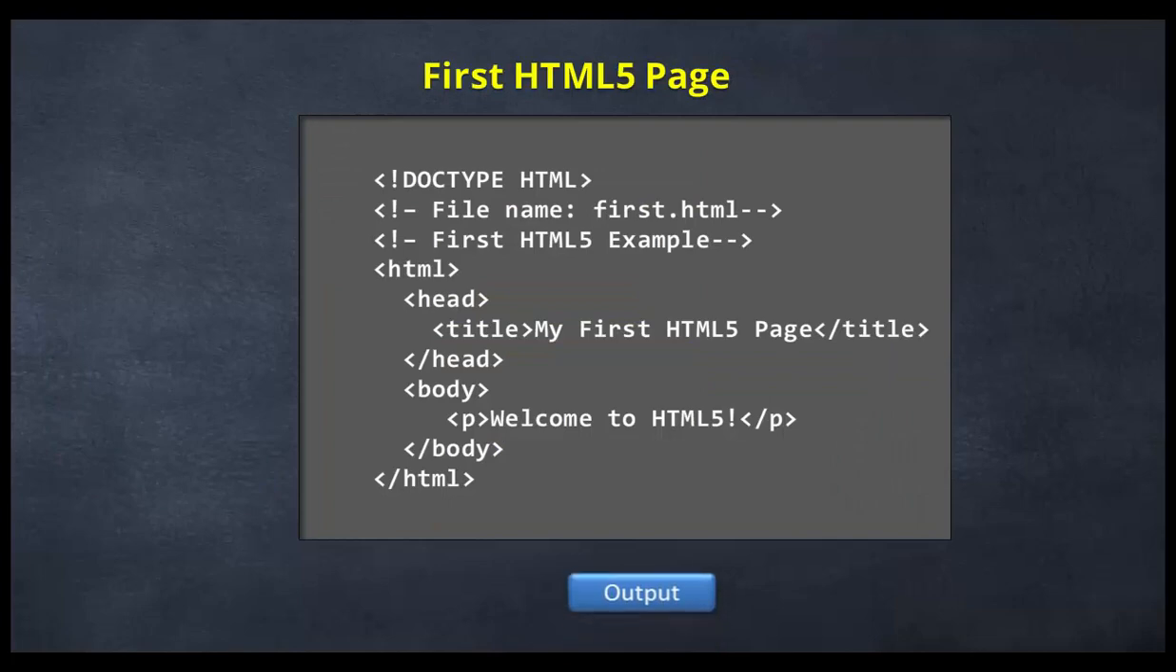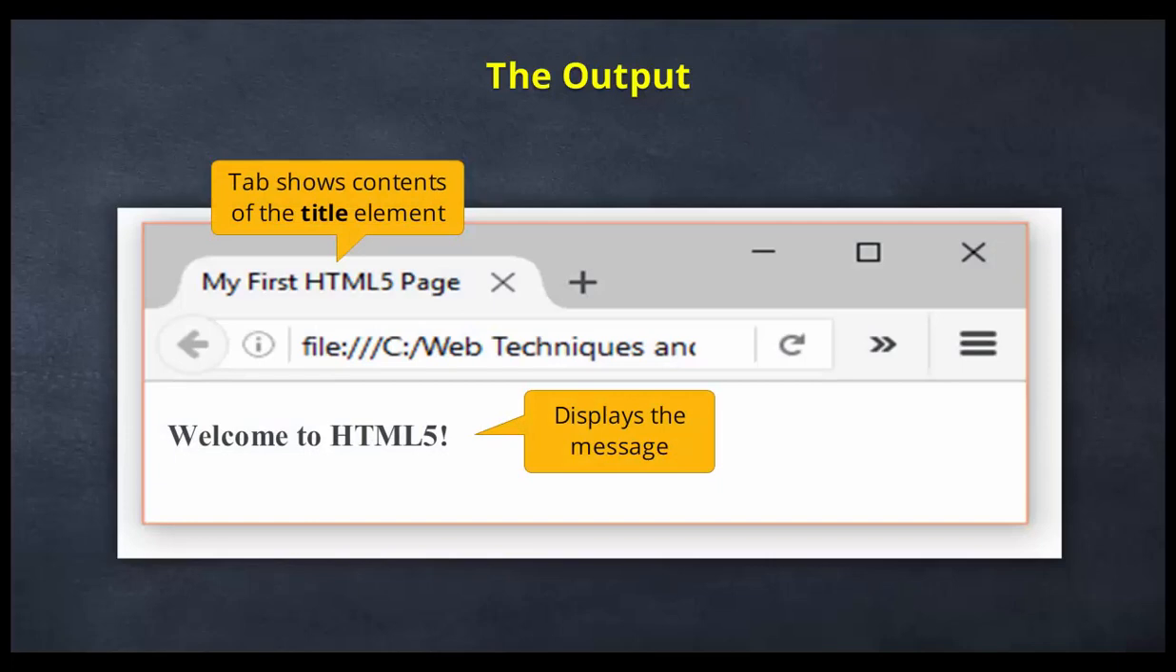In the following HTML5 example, the HTML5 document is named first.html. Click at the Output button to display the output. It displays the message Welcome to HTML5 in the browser.